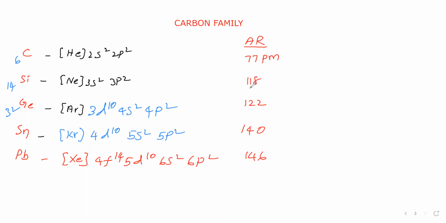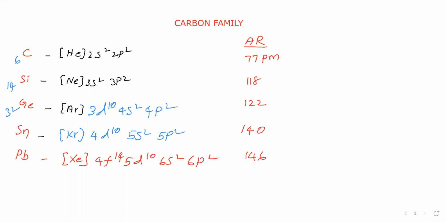So from carbon to lead everything increases. That means down the group atomic radius increases. But in boron family, aluminum to gallium atomic radius decreases. Like this exceptional behavior is not there here. Atomic radius goes on rising.